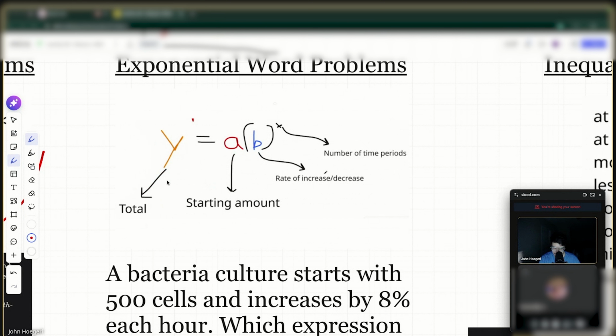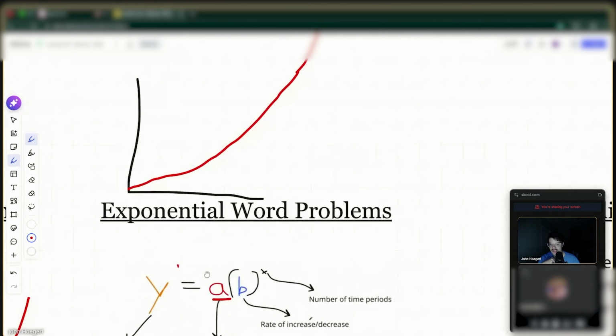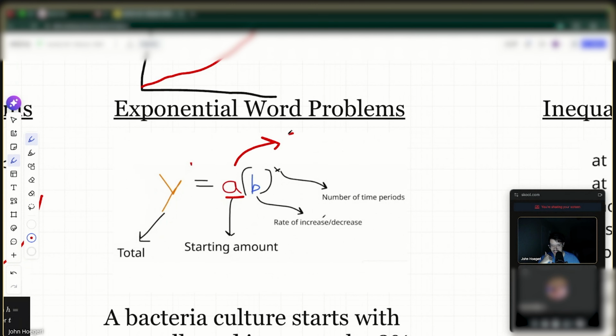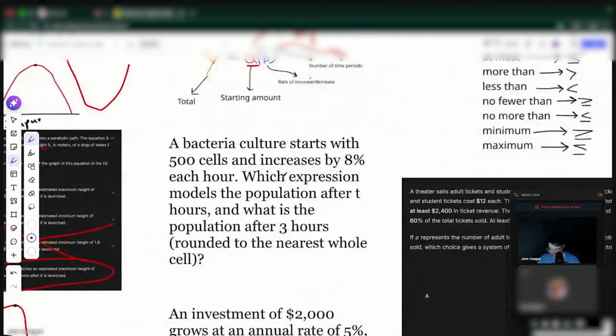For these, to write the equation, the total would be y again. The starting amount would be a. The amount of increase or decrease would be b. And then x would be the number of time periods. So with the stock example, if we put in $1,000 to start out, this would just be $1,000. And then however much it's increasing would be b. And if this is 10 years, we would just say 10. So an example could be this.